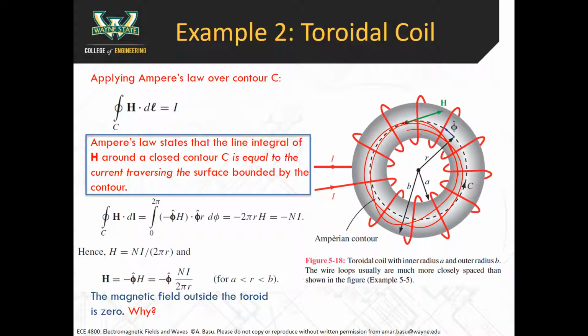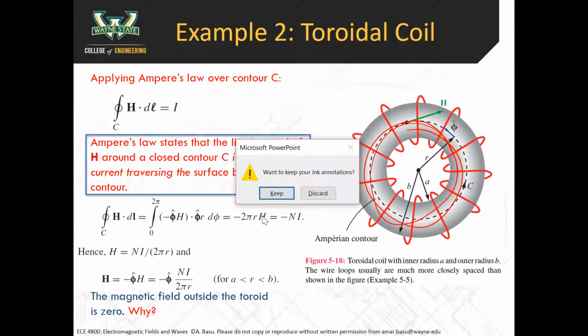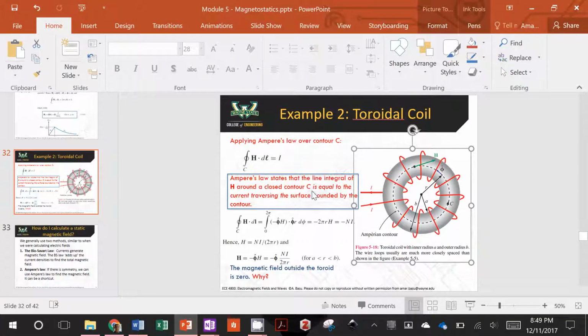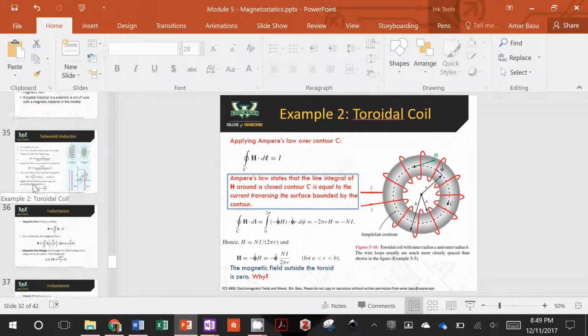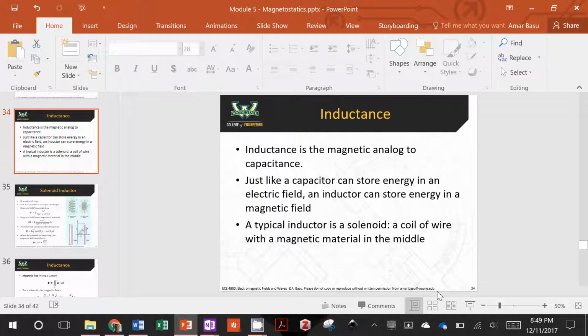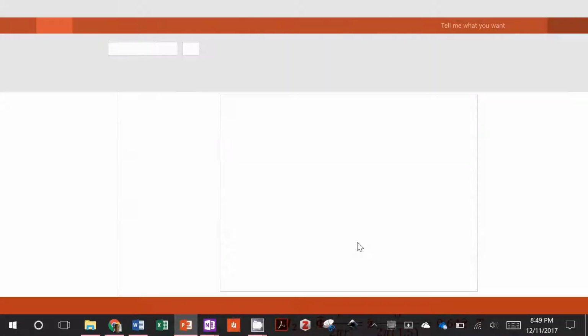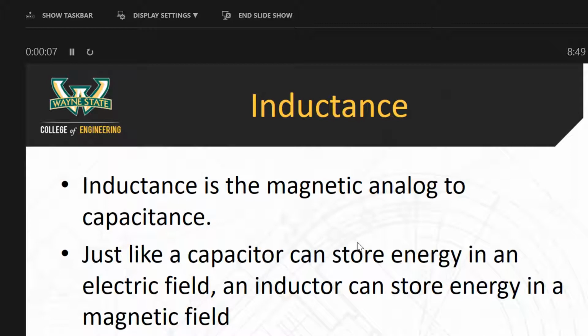So that's how we apply Ampere's law to a toroidal coil. Let's discard that. I was hoping to go over inductance, but in the interest of time, I will just briefly mention to you that inductance is a way to store energy in magnetic fields, just like capacitance is a way to store energy in electrostatic fields.